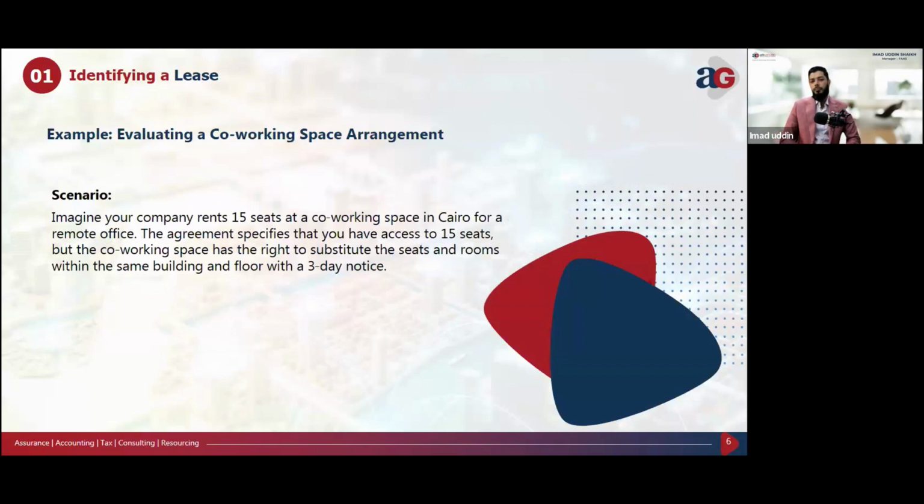Imagine you want to open a new office in a different city for expanding your operations or expanding your capacity. You have recently rented 15 seats at a co-working space in Cairo for remote work. Now, the arrangement specifies that you have access to 15 seats, but the co-working space has the right to substitute the seats in rooms within the same building and floor with a 3-day notice, which means you do have the right to use those seats in a particular room. But if the co-working space wants, it can change the seats, change the room, and relocate you to any other room and seats. So my question would be, in that case, would it be considered an identified asset?